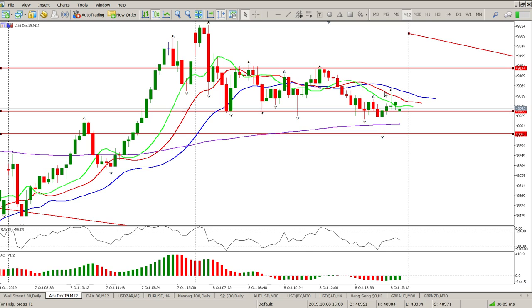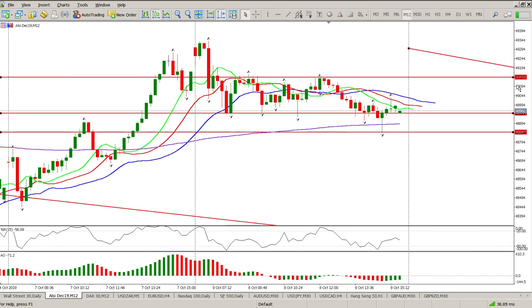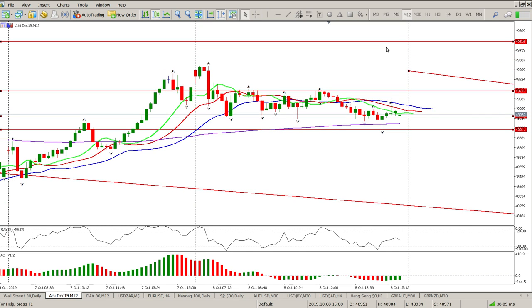Okay, if we do break out of the range to the upside, I change my tune, but basically watch out for the channel at the top, and pretty much right up here where the gap is at 49,525.